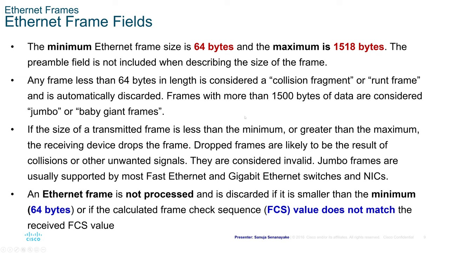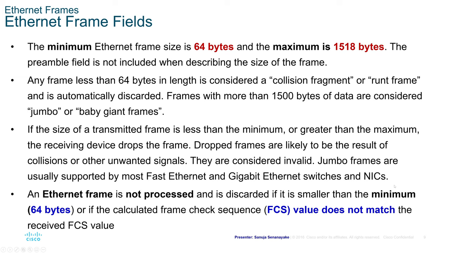Any frame less than 64 bytes in length is considered a collision fragment or runt frame and is automatically discarded. Frames with more than 1500 bytes of data are considered jumbo or baby giant frames. If the size of a transmitted frame is less than the minimum or greater than the maximum, the receiving device drops the frame. Dropped frames are likely to be a result of collisions or other unwanted signals. They are considered invalid.